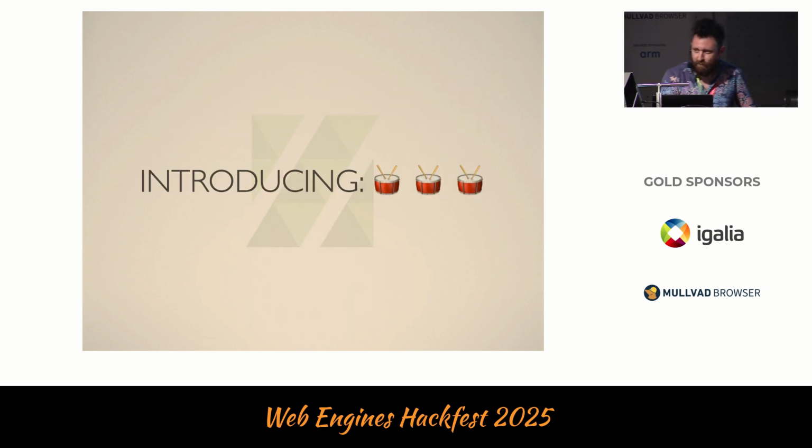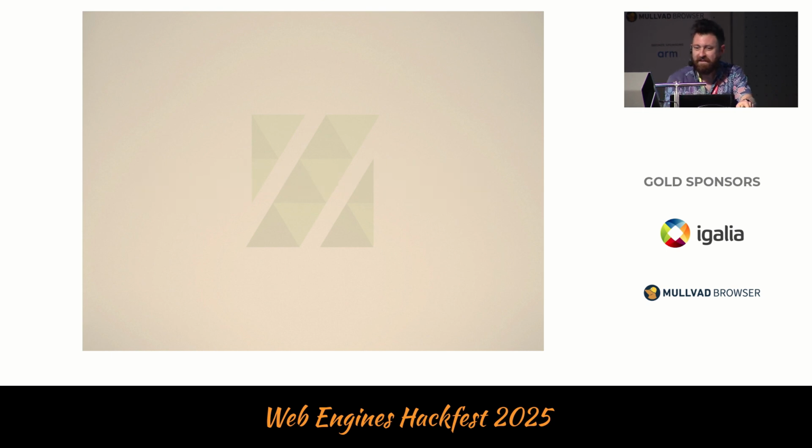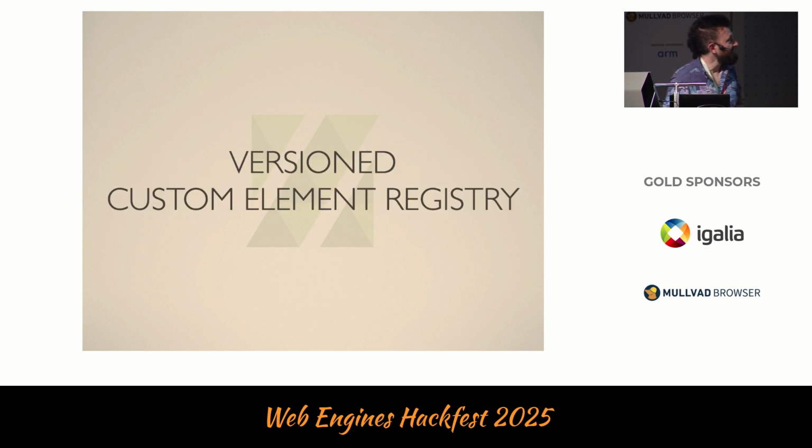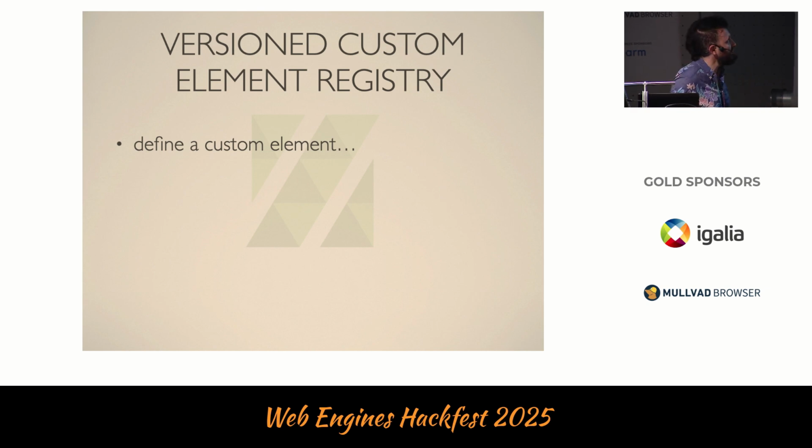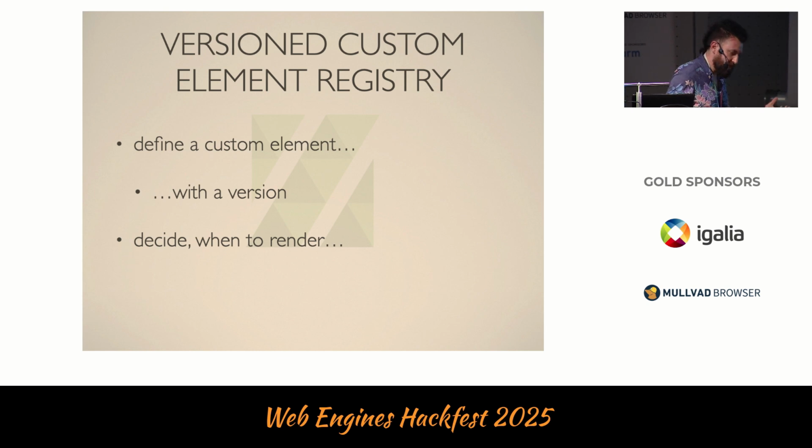Introducing the versioned custom element registry, which allows you to do exactly like that. It's as easy as that. You define a custom element, you give it a version, and when you want to choose which custom element to render, you do it with a version attribute.